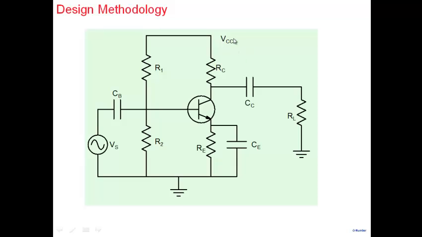VCC is given, is 12 volt, and since we have not given specifications for lower cutoff frequency and upper cutoff frequency, you cannot determine CB, CE, and CC from lower cutoff frequency. What I would suggest is take some large value, 10 microfarad, for all of them. Our interest is not so much on lower cutoff frequencies here. So take each one of them as 10 microfarad. So that basically leaves you with 4 design variables: R1, R2, RC, and RE.